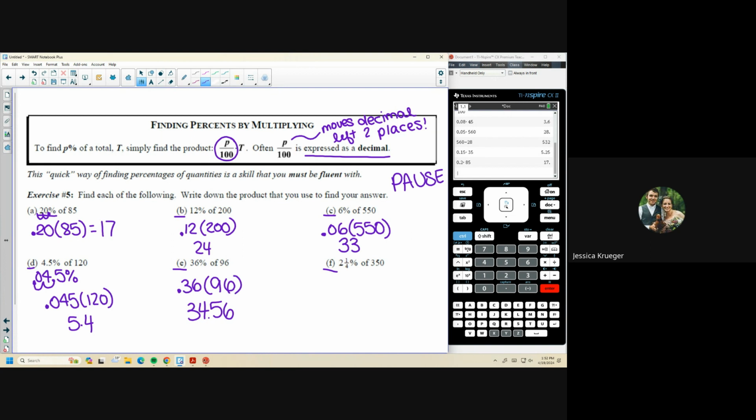And then be careful here. If you see a percent written as a fraction, change it to a decimal. So it's 2 1/4, which is 2.25%. I still need to move my decimal back 2. So I get 0.0225 times 350. Whoops, and I entered it wrong. There we go. And I get 7.875.